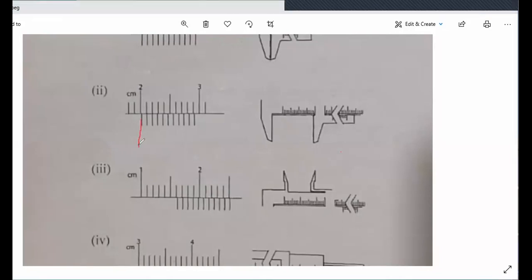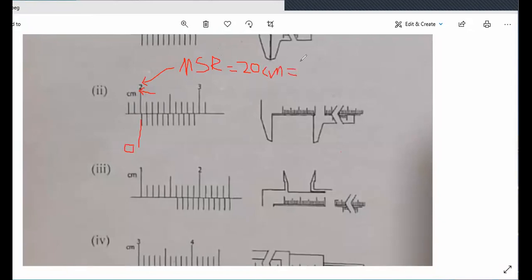This is the vernier scale zero line. If you start from the vernier scale zero line and try to go towards the main scale zero line, the first number that you find on the main scale is 2 centimeters. So main scale reading, MSR, is 2 centimeters. It means how many millimeters there? 20 millimeters, sir. Right.